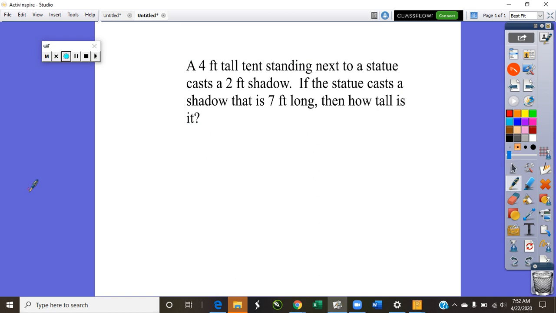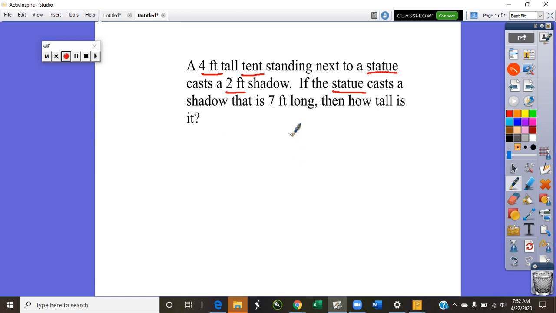On this one, we have a 4-foot tall tent standing next to a statue. The tent casts a 2-foot shadow. If the statue casts a shadow that is 7 feet long, then how tall is it? Well, there are two things we're comparing here. We have a tent and a what? A statue. We know that the tent is 4 feet tall and has a 2-foot shadow. The other measure we're given is the statue's shadow, which is 7 feet.